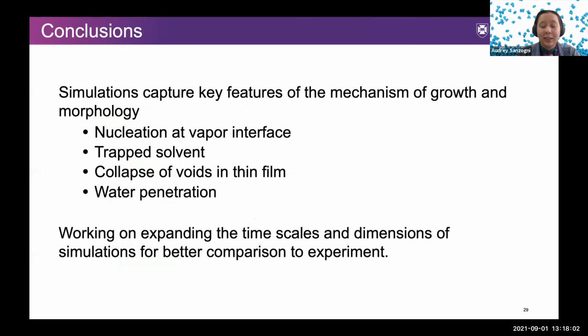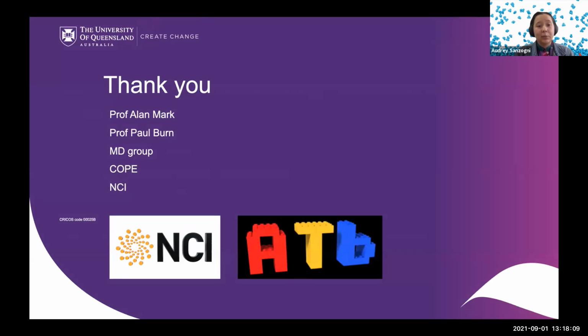And we're also working on expanding the timescales and dimension of these simulations so we can have better comparisons to experiments. I'd like to thank Professor Alan Mark and Paul Burns for supervision and support. I'd like to thank the MD group and COPE and NCI for providing computer time and the ATB for funding the small field.